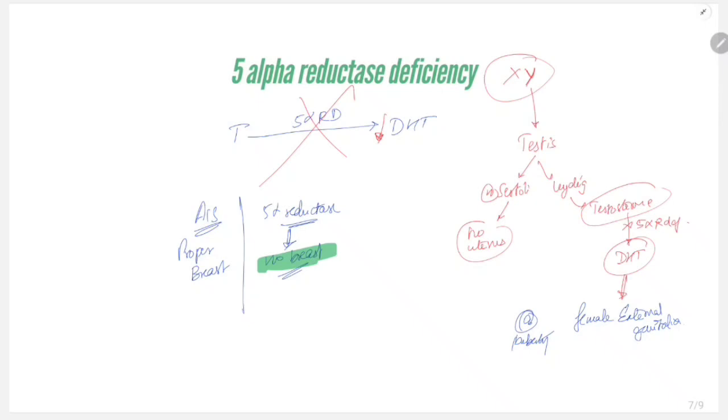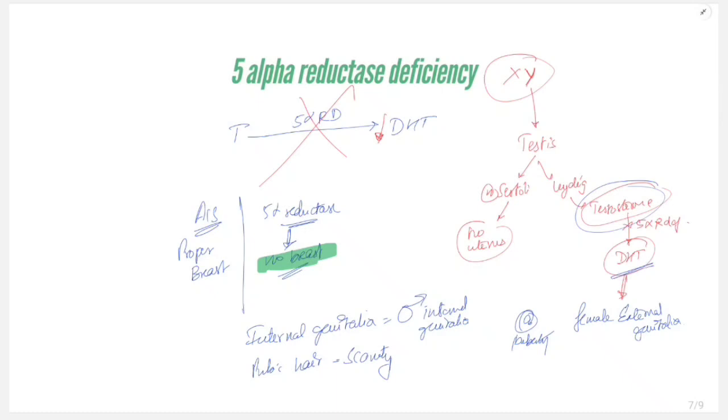Regarding the internal genitalia, if the testosterone is normal, then the internal genitalia is going to be male internal genitalia. What about pubic hair? Pubic hair is going to be scanty, because DHT is important for pubic hair. Next, regarding hormones, remember 5-alpha reductase deficiency will have all hormones normal. Normal testosterone, normal FSH and normal LH. So this is a characteristic of 5-alpha reductase deficiency.